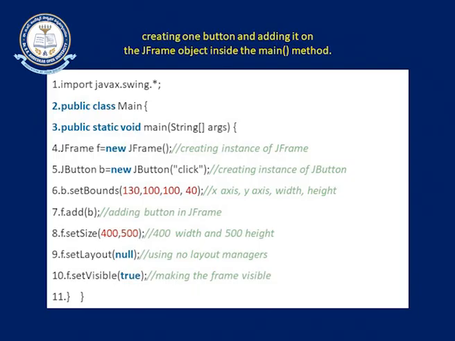Assignment, the new operator is used to create the object, and JFrame is used to create a frame. JFrame means it is a container. As I said just now, first we need to create one container. We created the frame.